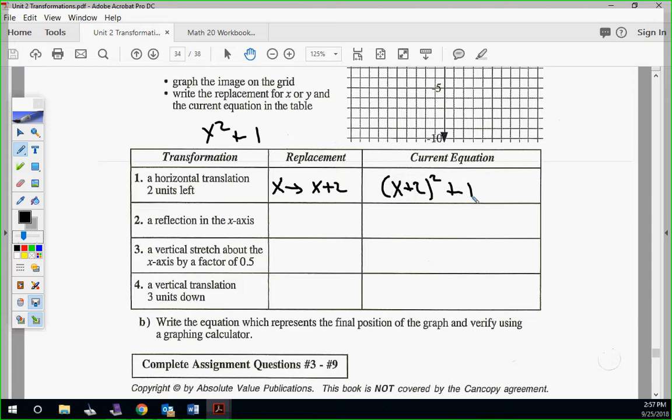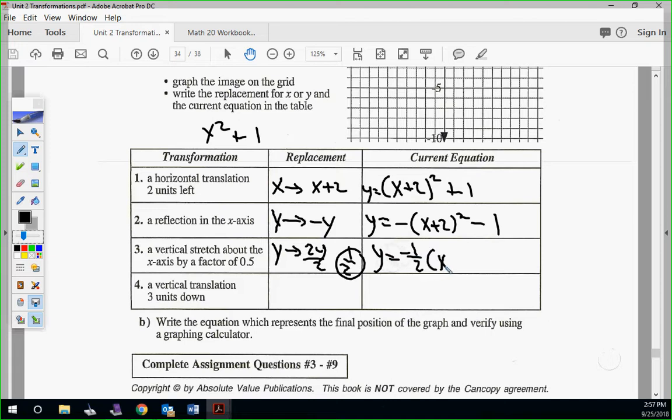A reflection on the x-axis means my y is going to a -y, or we're flipping the function. So that means negative x plus 2 squared minus 1. Remember, both things get hit by the negative. Vertical stretch about the x-axis by a factor of 0.5 or 1/2. That means y goes to 2y, which means we divide by the 2, right? I don't really like writing that much, but that's how the book explains it. Just knowing that 2, we're going to divide it off, so it's going to be a 1/2 over here. That's all that means.